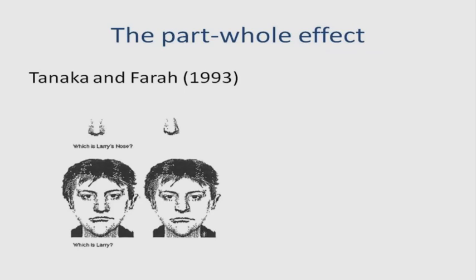Another effect that shows this kind of thing is the part-whole effect by Tanaka and Farah. So what they did in this experiment was they got people to learn some faces, which people are very good at. So they had some characters, so this is Larry, and they made you learn what Larry looked like. And then at test, you had to do one of two things. You either had to recognize one of Larry's particular features. So I show you two noses, and I say, which is Larry's nose? Or I show you the whole face, and I've just changed the nose, and I say, which is Larry?